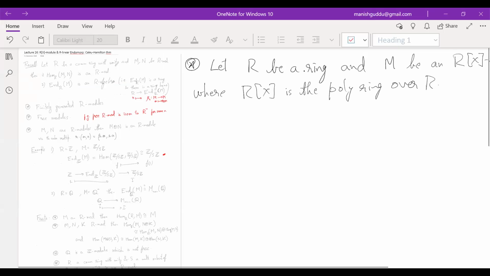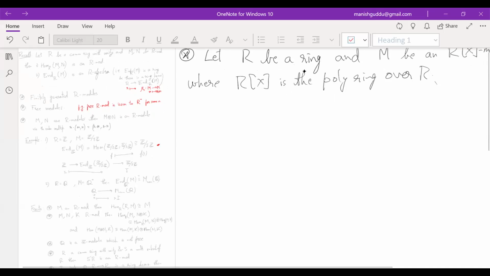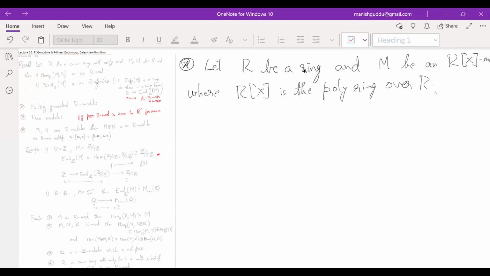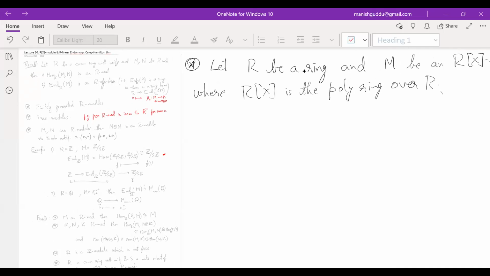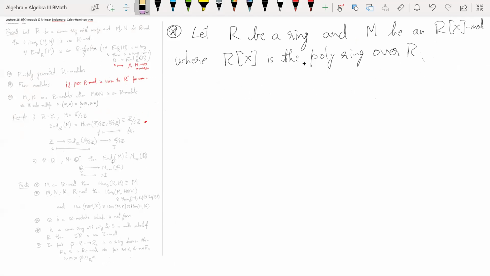So we want to understand this in somewhat simpler, somewhat different terms. Let me try to see what data this encodes. Since M is an R[x] module and R is a subring of R[x], M is of course an R module as well. This we also saw some time back.